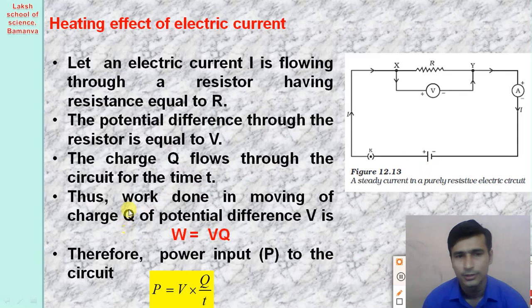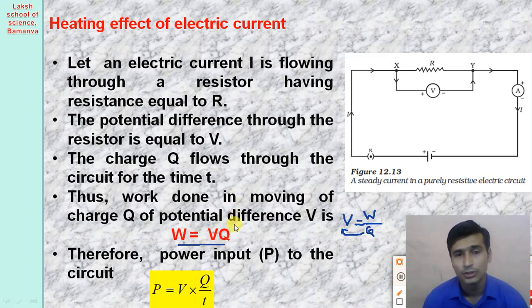Therefore, the work done in moving a charge Q across a potential difference V is W equal to V into Q. By the definition of the potential difference, V is equal to the work done required to move a charge Q. So if we multiply the potential by the charge Q, we get the work done. So the work done required to move a charge Q across a potential difference V is given by W equal to V into Q.